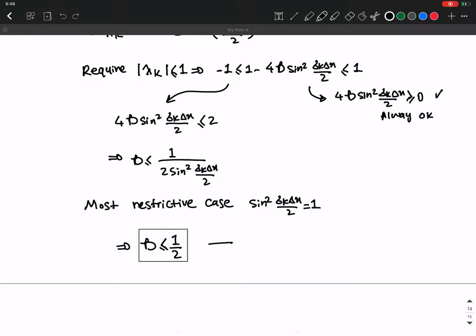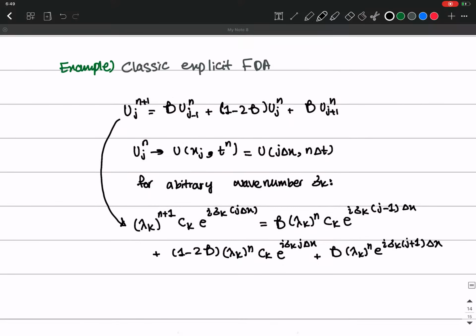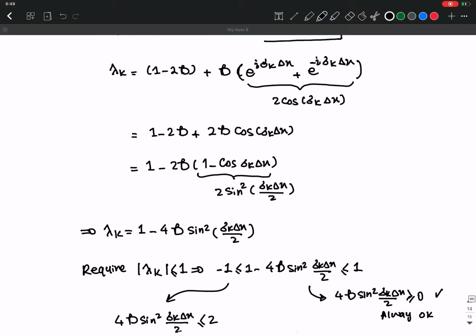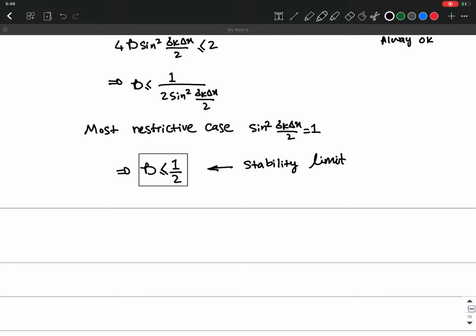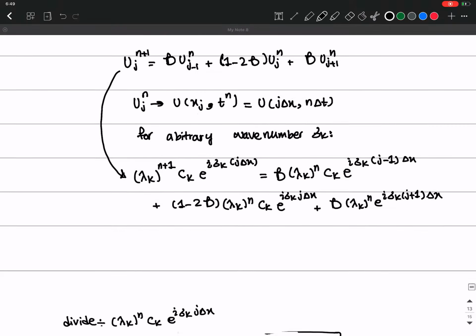So this is the stability limit. Okay. So this was one example of how we can use this Fourier stability analysis to approximate and find the stability criteria of any finite difference approximation. So this is how you should approach it.